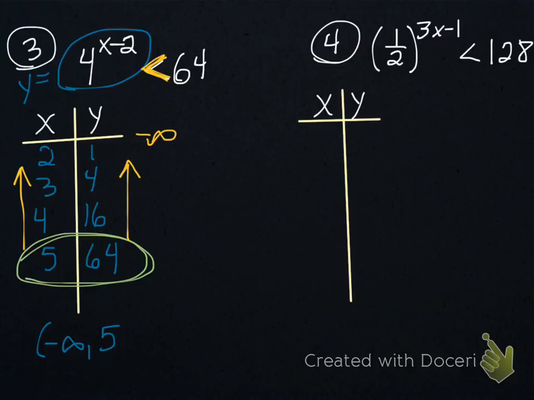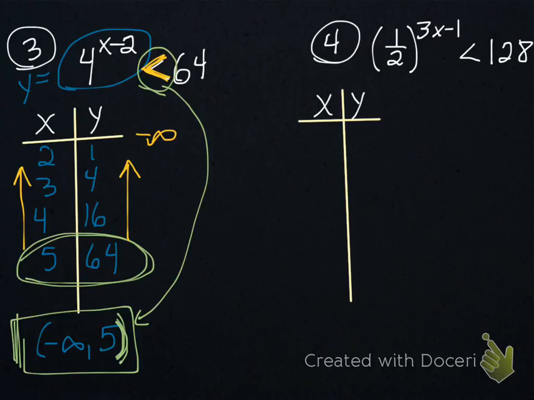Now, do I put a parenthesis or a bracket? Look at the symbol. The symbol is not an equal. It's just a less than or greater than. I get a parenthesis. If it has the equal, I get a bracket.